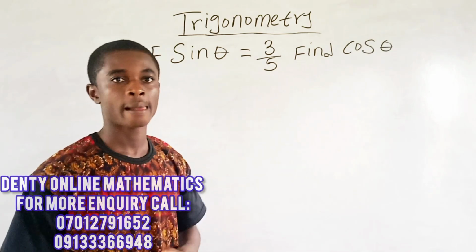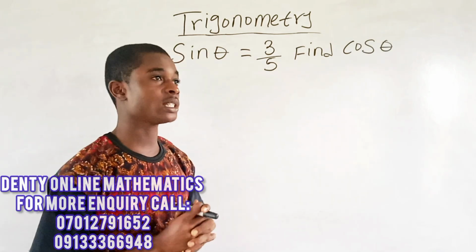Find cos theta. Sin theta is equal to 3 over 5. Find cos theta. How are you going to do this?